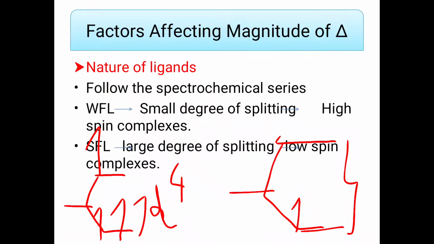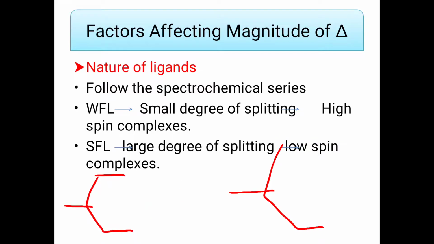Understood? Because the energy gap is big, it won't go on top. It will rather prefer staying down. That is the nature of ligands, which affects the splitting. Weak field ligands cause a small degree of splitting. Therefore, the electrons can easily go on top and they form high spin complexes. Whereas with a strong field ligand, the energy gap is more, so that electron does not want to spend that much energy going on top, and it rather prefers pairing up. So it forms low spin complexes.